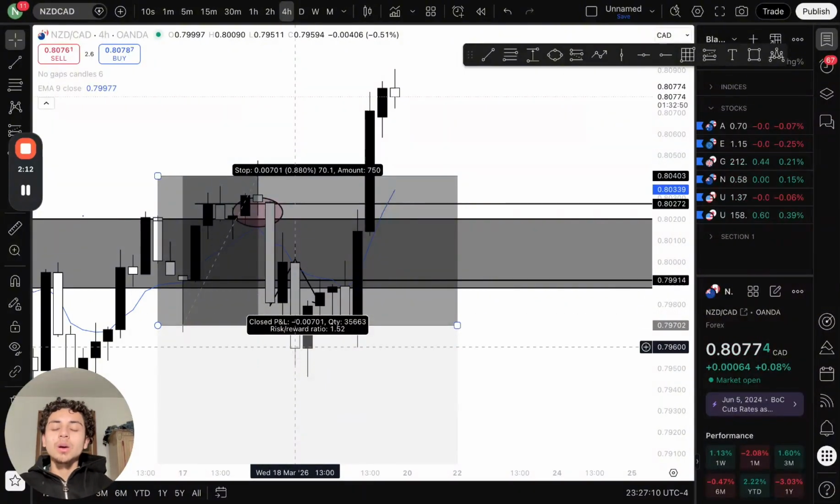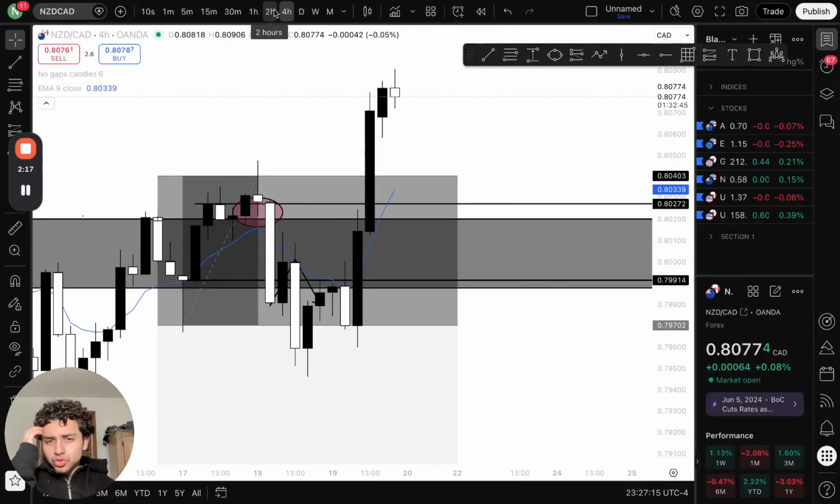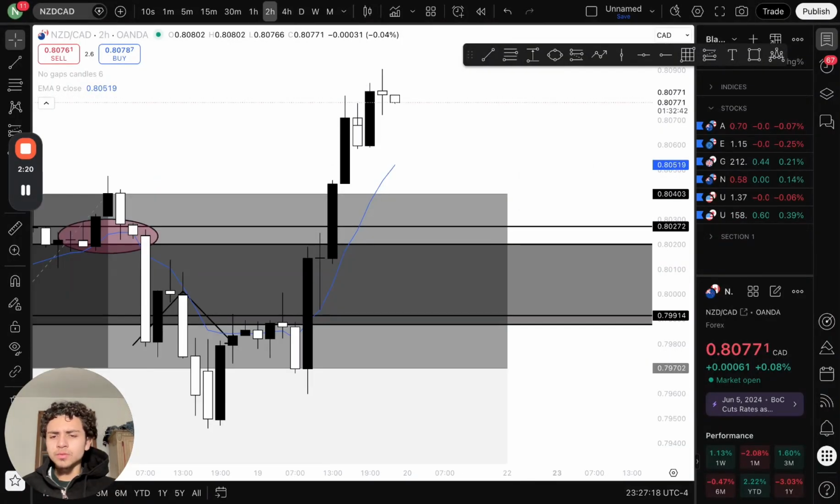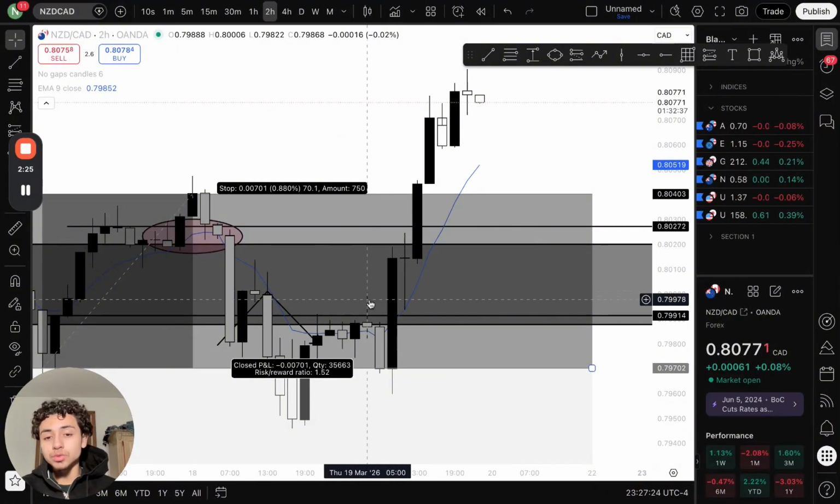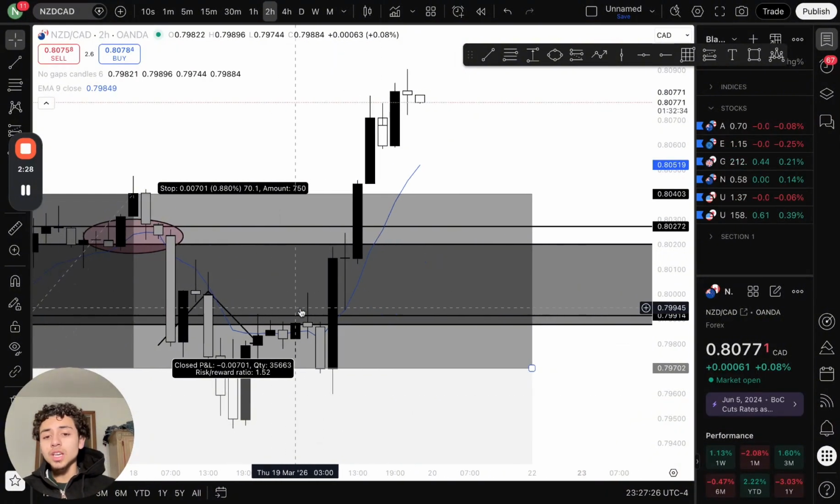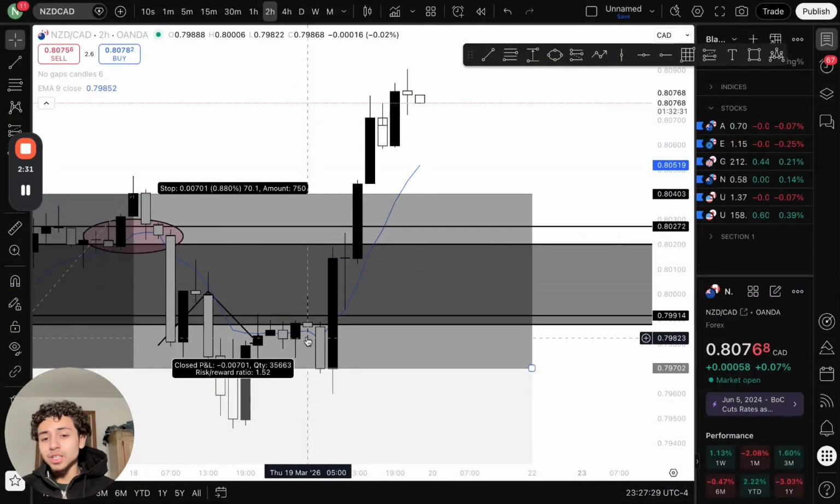So now when that happened, I was looking for a retest to the area of interest. I usually do that on the 2 hour time frame. So then I went to the 2 hour time frame and I was looking for this retest, which indeed happened. It came back to the area of interest, and it didn't close inside of the area of interest. It closed just somehow touching it.